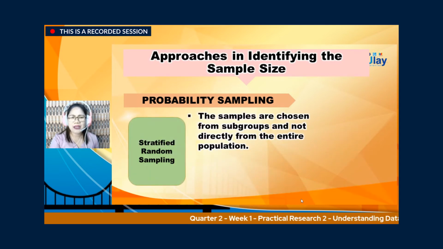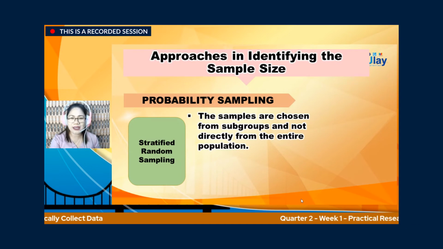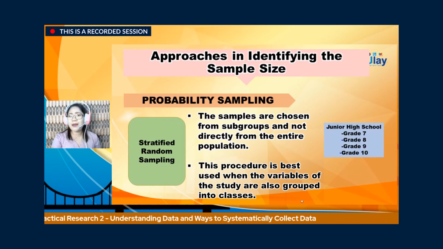Okay, now how about the stratified random sampling? So, the samples here are chosen from subgroups and not directly from the entire population. So, dito, gumagawa muna tayo ng subgroups before tayo mag-come up doon sa samples natin. So, in this procedure, it is best used when the variables of the study are also grouped into classes. So, paano ba nangyayari itong stratified random sampling?